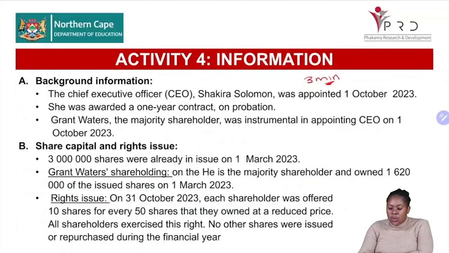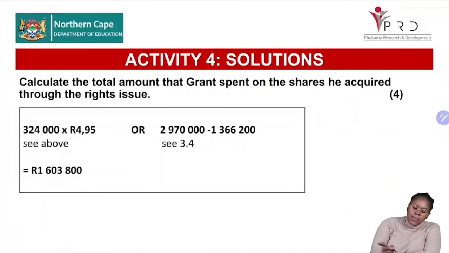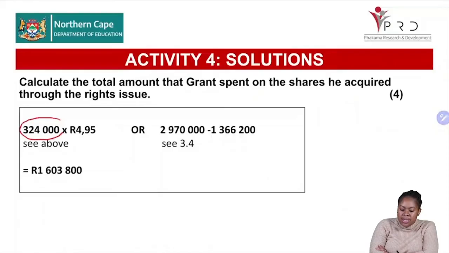All right. So you were requested to calculate how much money Grant spent on the new shares that he purchased, right? That is a very simple one. You take the number of shares that he purchased and multiply it with your selling price, which is 4.95 cents, and then that will give you your answer. You could have also used this approach and gotten to the same answer over here.